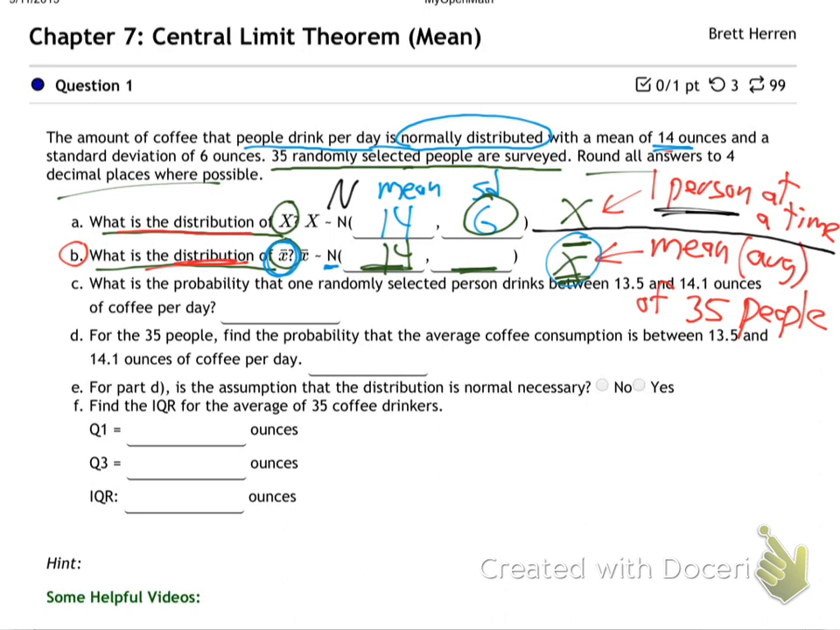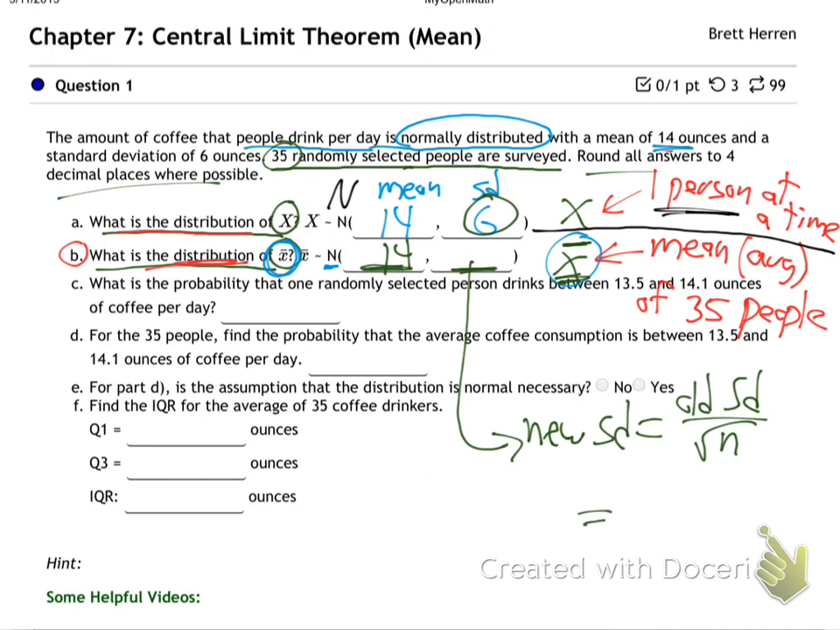And we saw that, right? When you grab more dice per time, more coffee drinkers per time, you make that bell curve become more narrow. You make that standard deviation become smaller. So the new standard deviation formula is right there. The new standard deviation is the old standard deviation, the standard deviation for just one coffee drinker, divided by the square root of n, where n is the number of coffee drinkers, in this case 35, that you're taking the average for.